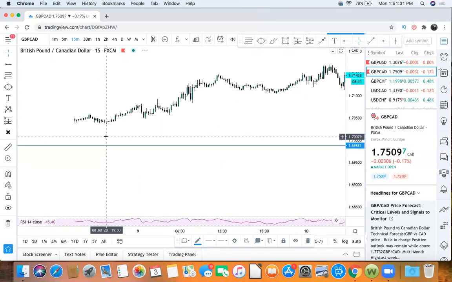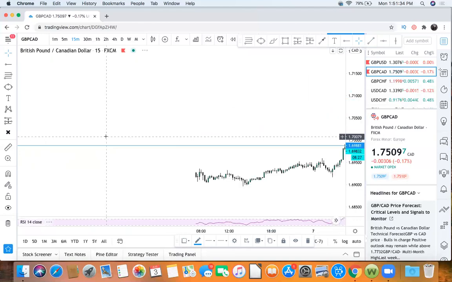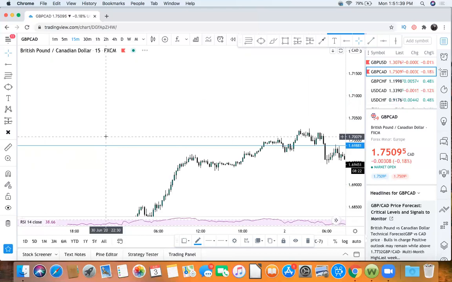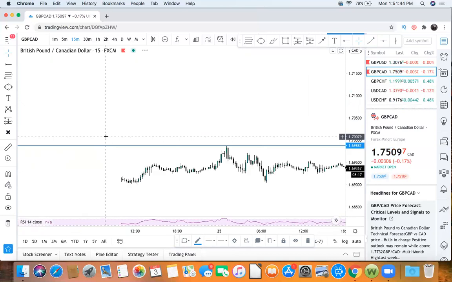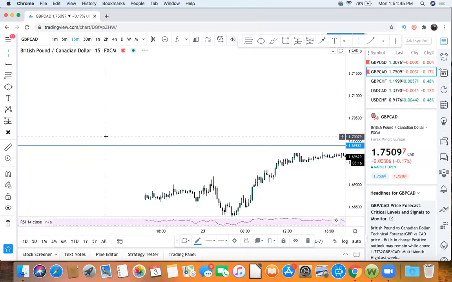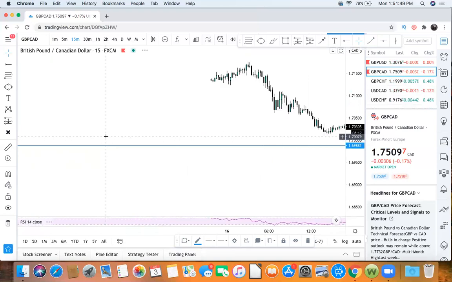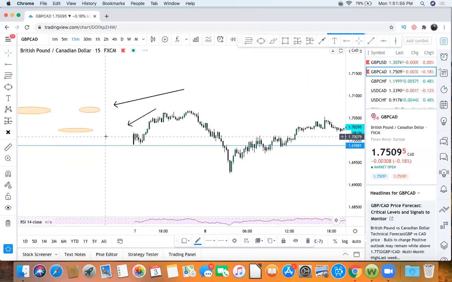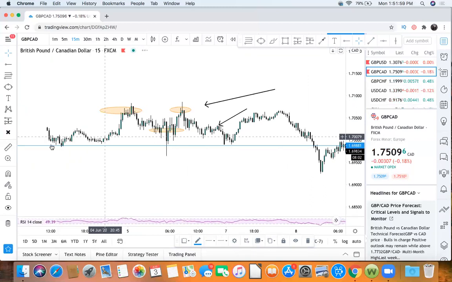Let's see. So it has to be over here. Just going back to that double top that we had traced. It's a bit more back. Yeah, another double top was pretty far back. All right, here we have it. Boom. What do we have here?